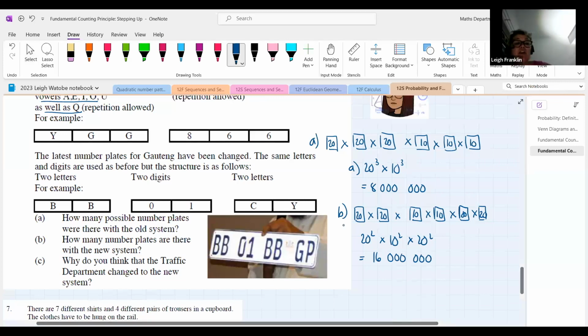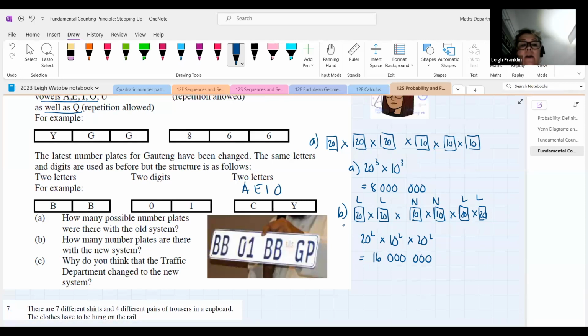So they changed the number plate system. So here they've got a letter and a letter times a number and another letter and another letter. So repetition is allowed. They have taken out A, E, I, O, U, and Q. So that's 6 letters. So from the 26 letters in the alphabet, they've removed 6, so they are working with 20, and they allow repetition.